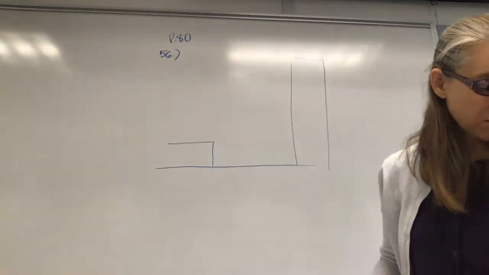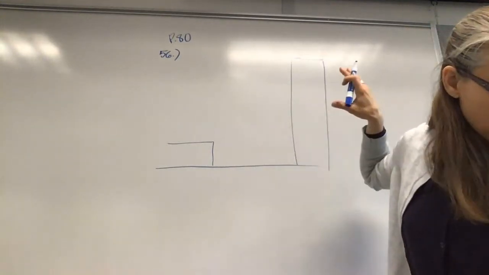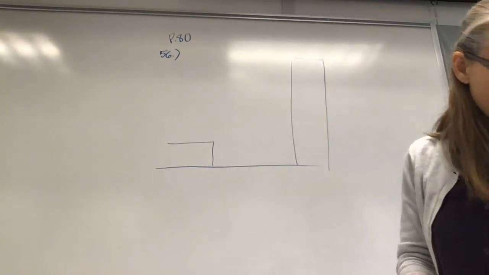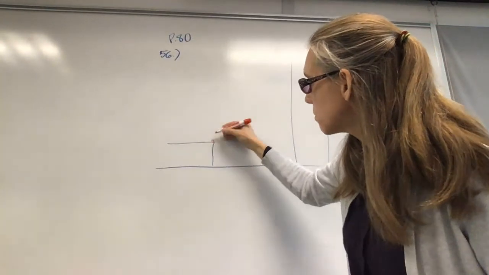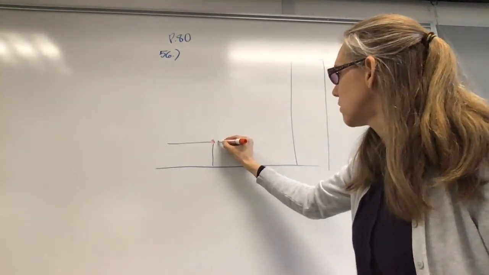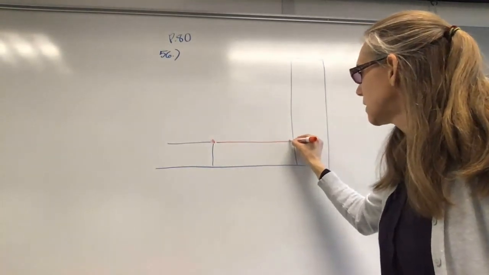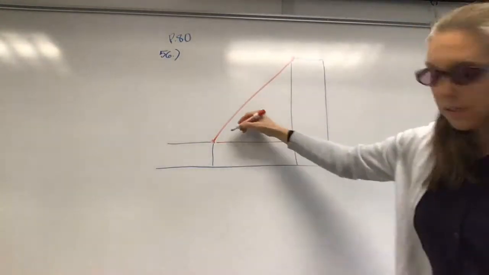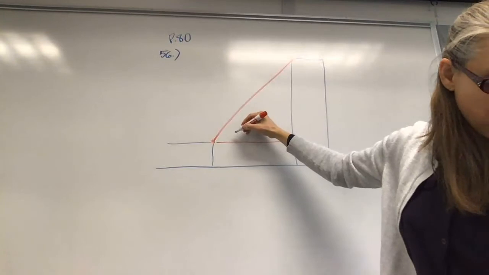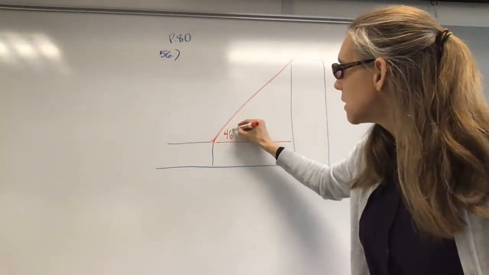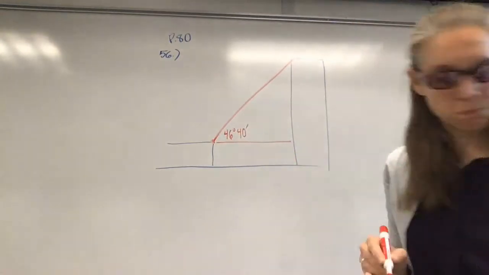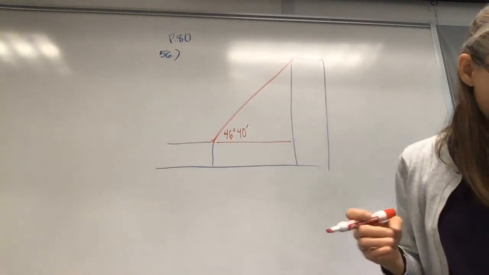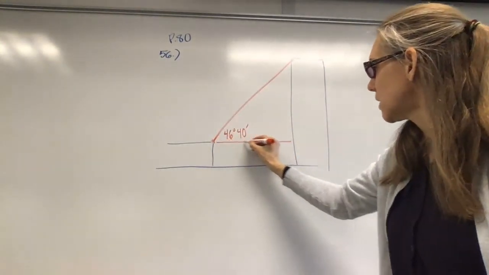Okay, so what we have here is a small building and a tall building. And the angle of elevation from the top of the small building, so here we are at the top of the small building, and in order to have an angle of elevation, we need a horizon line, and then we're going from the horizon up to the top. So this angle of elevation is 46 degrees, 40 minutes. And the angle of depression to the bottom of this other building, so here's the horizon line again.